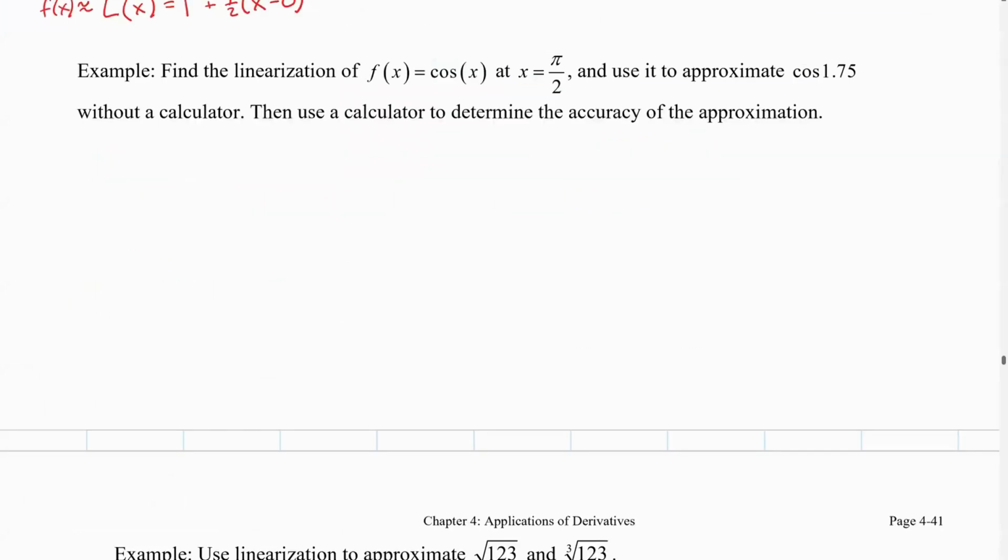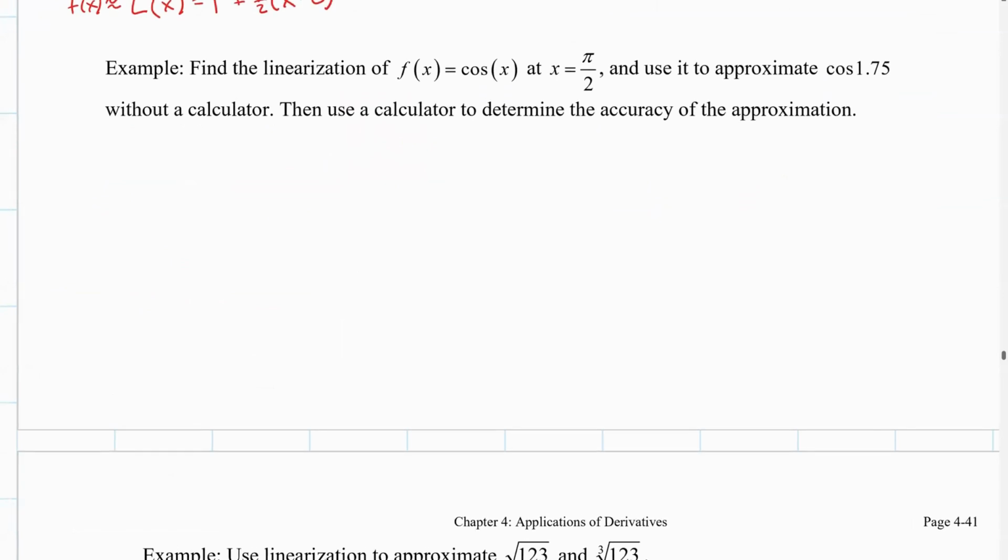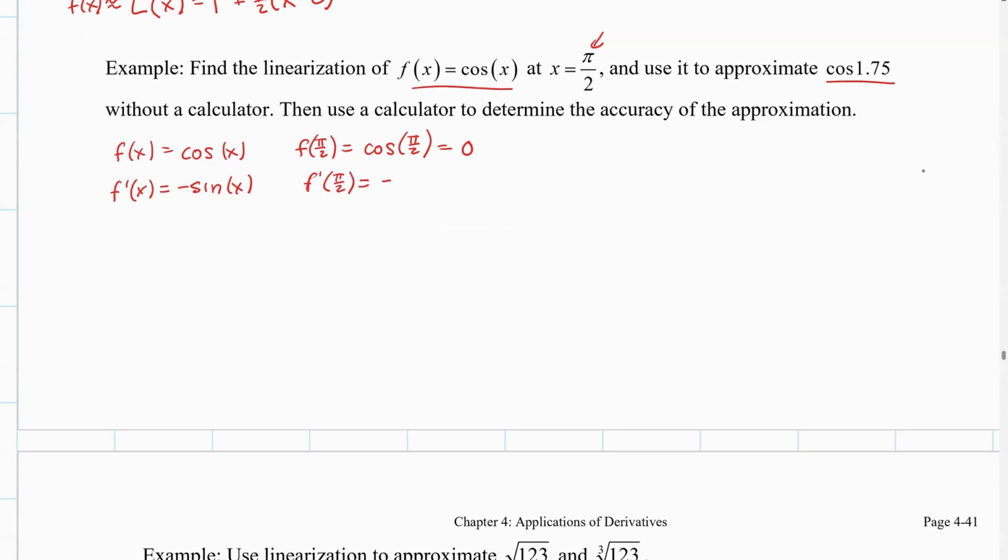Let's try this again, maybe with cosine. Again, we're going to try to estimate this. We'll use f of x is cosine of x. Our point of tangency is at x equals pi over 2. So f of pi over 2 is cosine of pi over 2, which is 0. Let's find the derivative. Derivative of cosine is negative sine. So the derivative at pi over 2 is negative sine of pi over 2, and sine of pi over 2 is 1, so this ends up being negative 1.